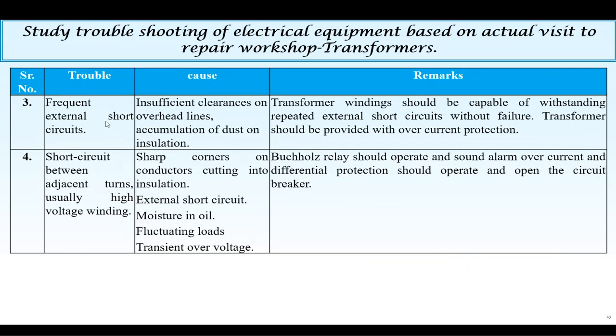Then third trouble is frequent external short circuit. The causes for this trouble are insufficient clearances on overhead lines, accumulation of dust on insulation. Then the remark about this: transformer winding should be capable of withstanding repeated external short circuit without failure. So transformer should be provided with overcurrent protection.